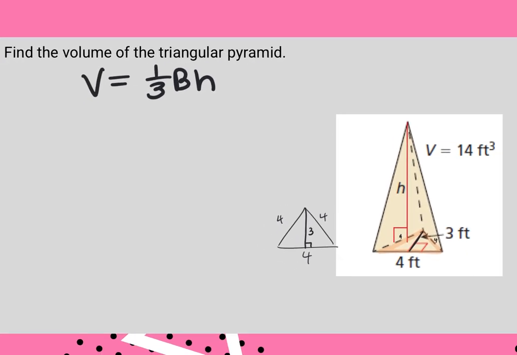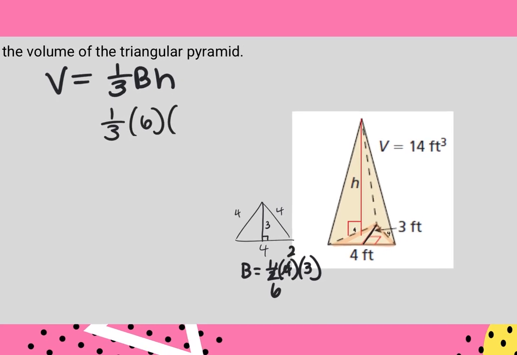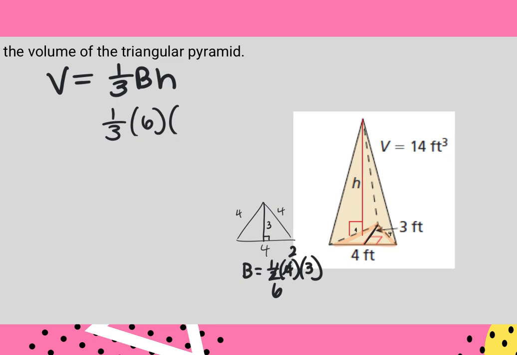All right, so now my base area would be 1/2 base, which is 4, times the height of the triangle on the base, which is 3. So this is 6. Your base area is 6. 1/3 times 6 times what's the height of the pyramid? The volume is 14.